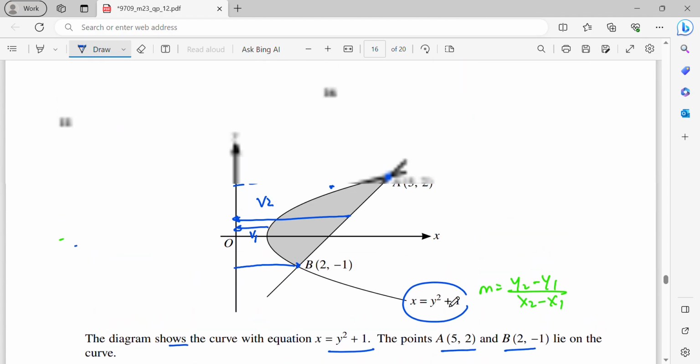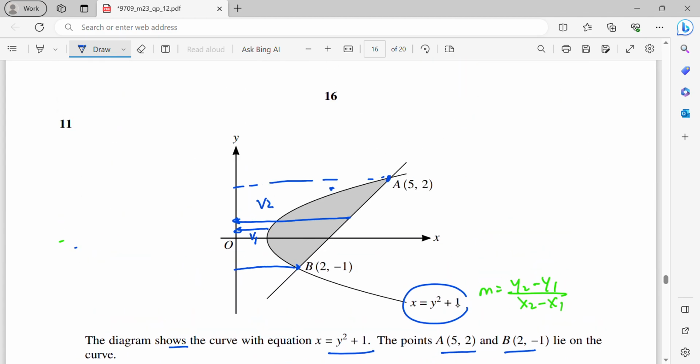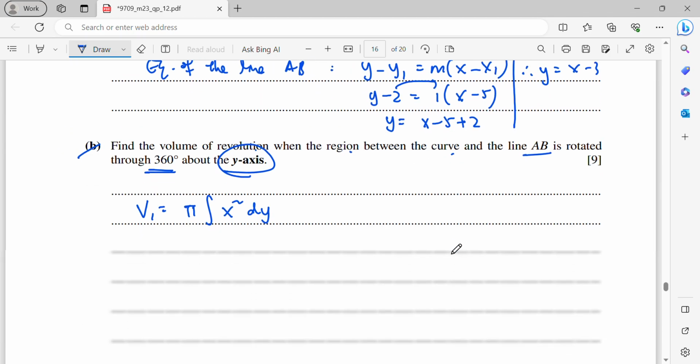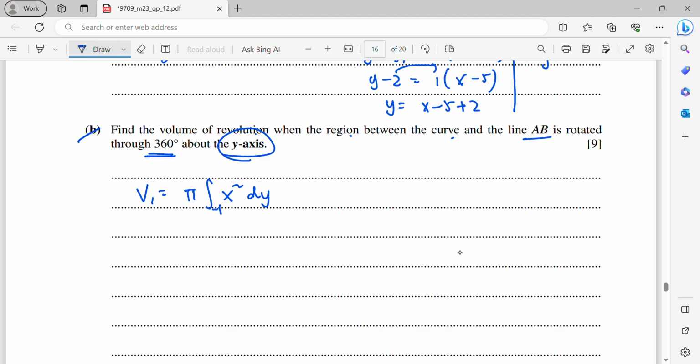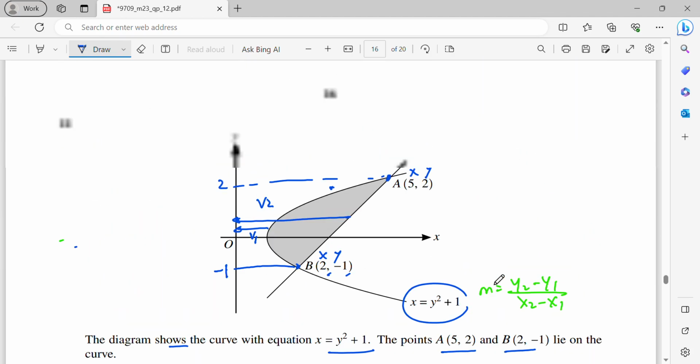So now, the y values, look at the points here. This is x, this is y. So my y is minus 1. Here is x, here is y. That means the y is 2. Means that now you integrate from minus 1 to 2. Okay, so here minus 1 to 2. And then the curve equation.